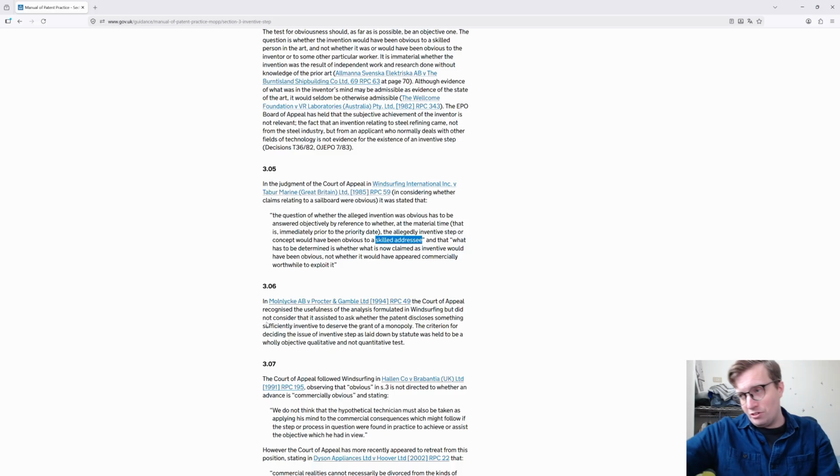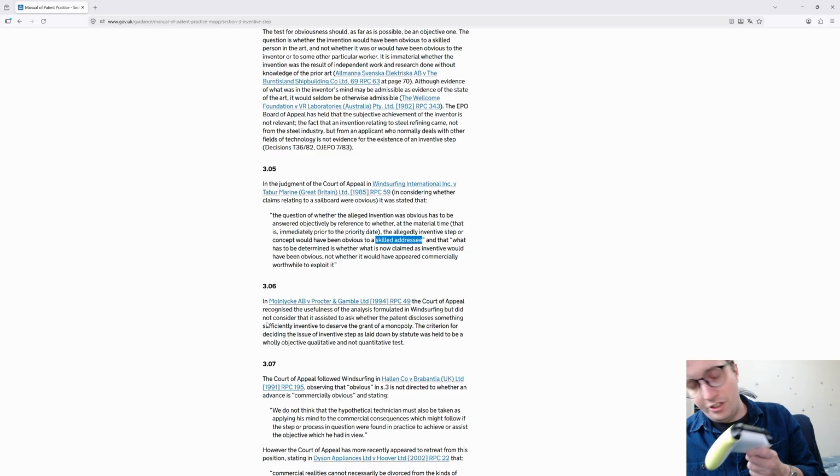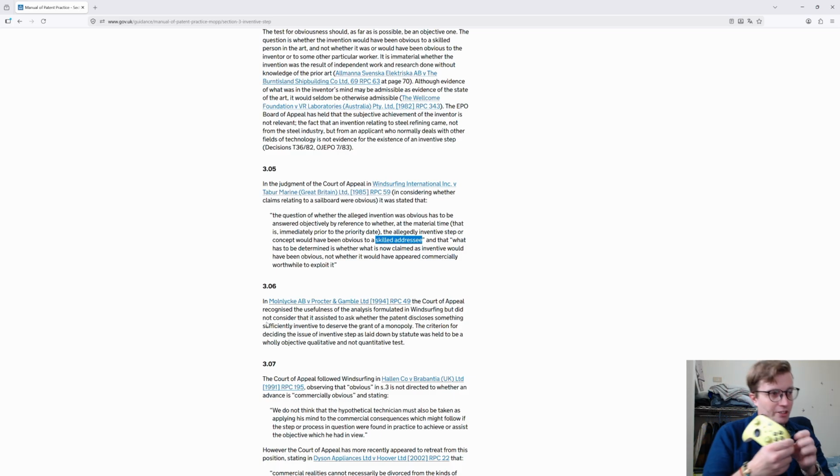So let's get back to our controller example. What does that mean exactly? It's the person skilled in the art. So I've got this controller, right? And I'm saying I want to ask if this controller with the adjustable trigger switch is obvious, right? So knowing only about this, right?